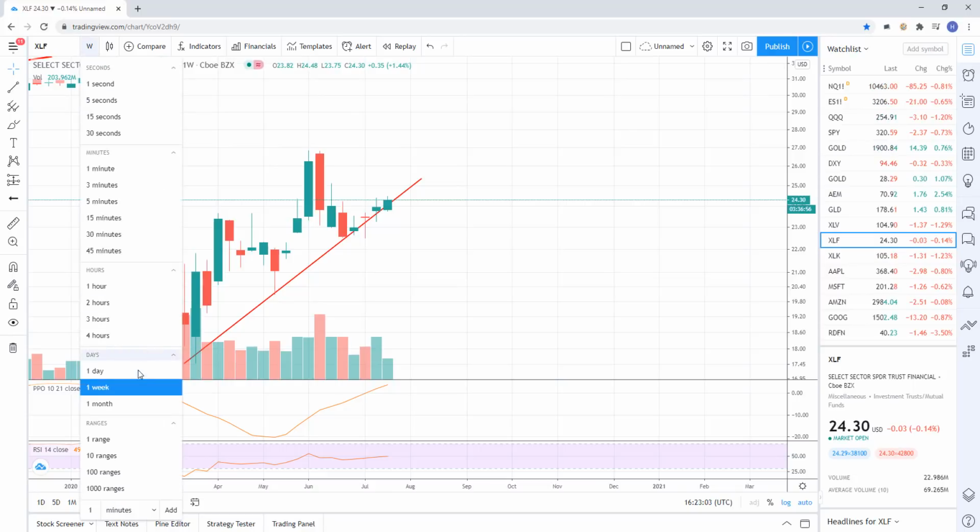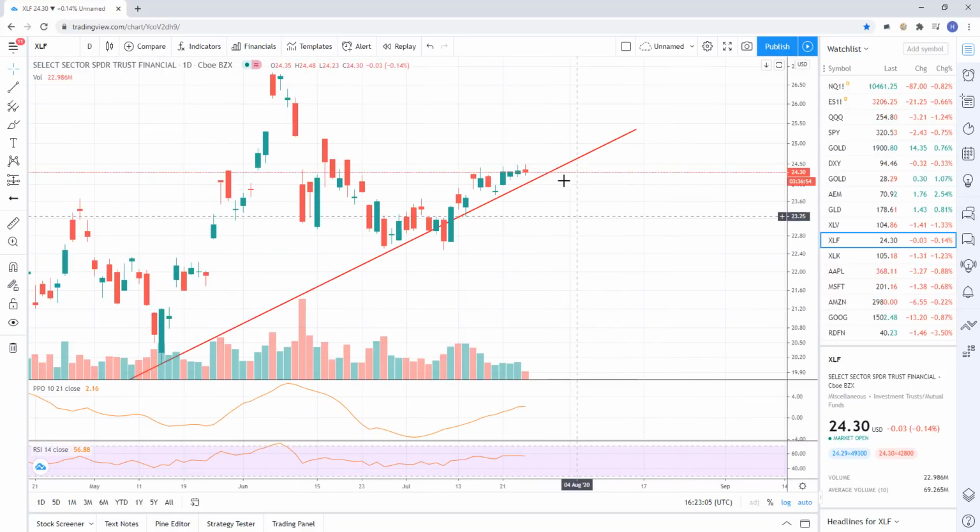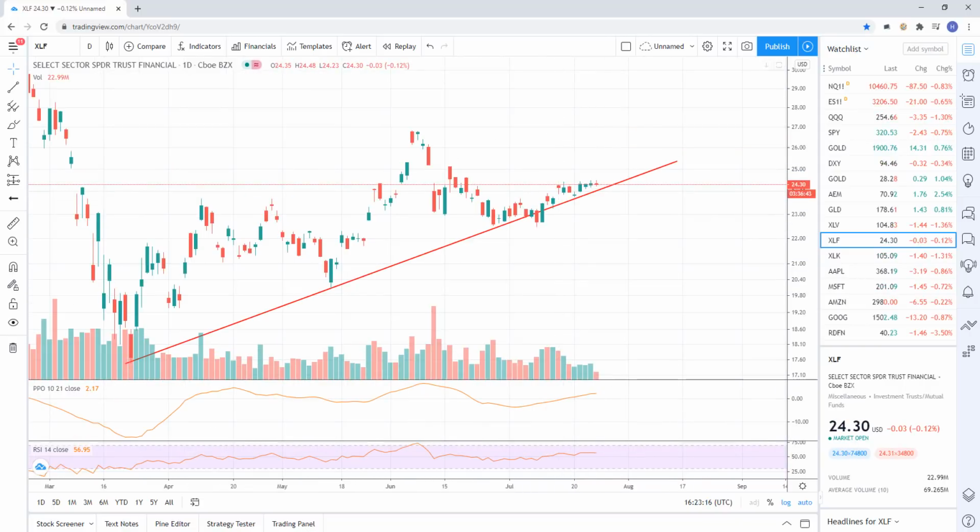Let's look at the daily just to get the finer tuned picture, and here you go. As you can see how it's just grinding along this support line. I don't think we're going to get the breakdown today. It'll probably come with the breakdown in tech, but we just have to continue to watch that.